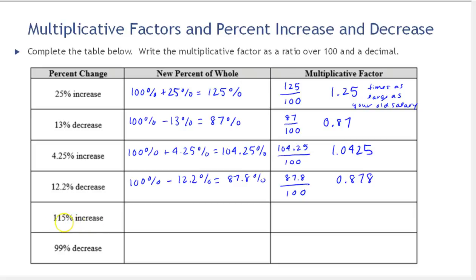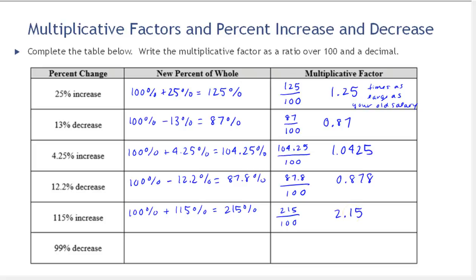Now a 115% increase. That means we're going to add, because it's an increase, 115%, which gives us 215%. As a fraction, this is 215 over 100. As a decimal, we'd move the decimal 2 places to the left, and we get 2.15. So a 115% increase is 2.15 times as large as the original amount.